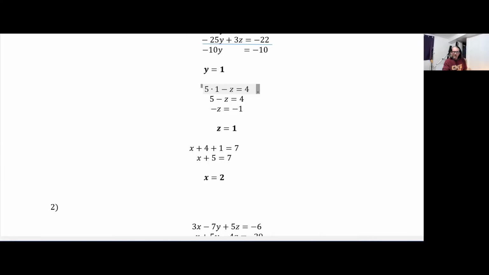You may be asked to write this as an ordered triple. Just like with 2x2 systems, we had the xy ordered pairs. Now we would have an xyz ordered triple. And so it would look like this.